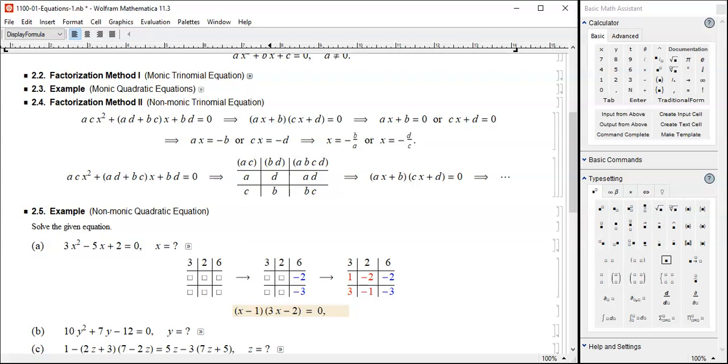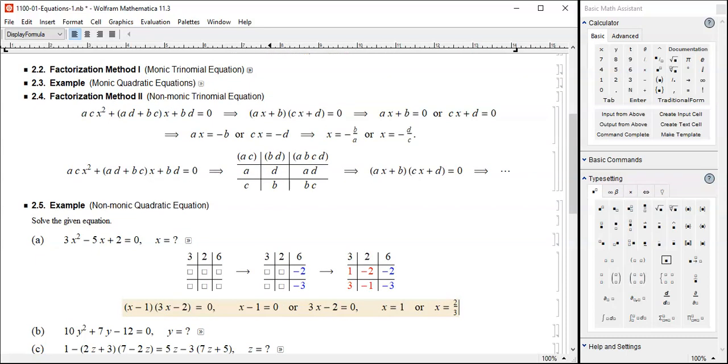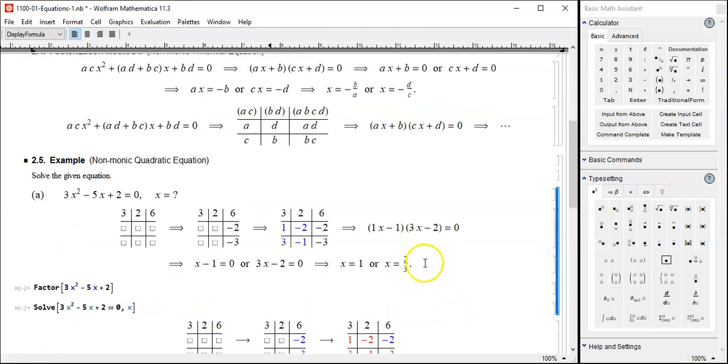So the first factor is equal to 0. Or second factor is equal to 0. Therefore, x is equal to 1, or x equals 2/3. Flip this negative 2 to the other side, we have positive 2, and divide by 3, so positive 2/3. Is that it? Yes, indeed.